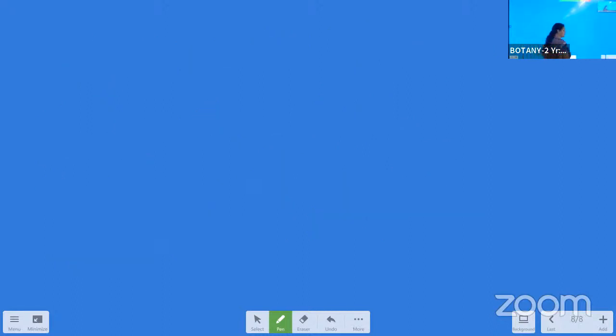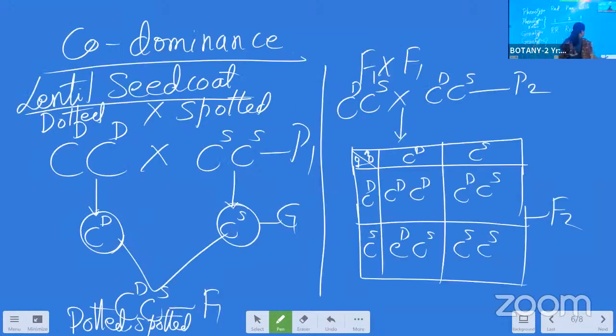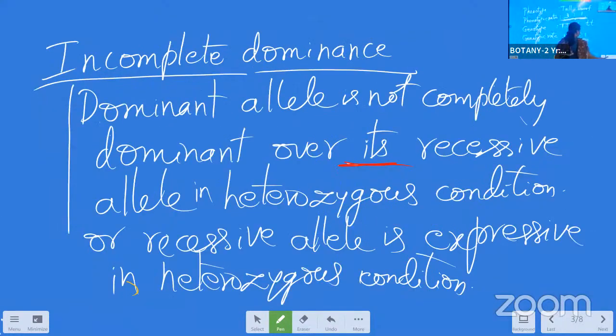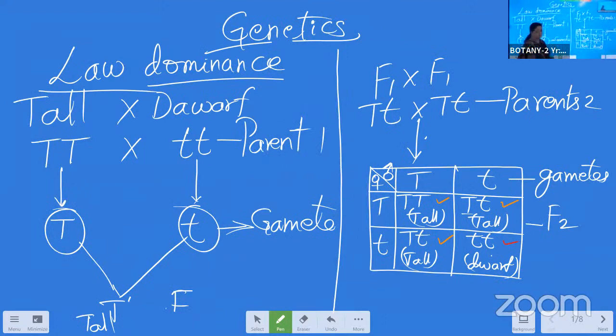That is the law of dominance, incomplete dominance, codominance from this chapter 9, that is the genetics chapter. And only 2 questions are there that we will discuss in the next class.